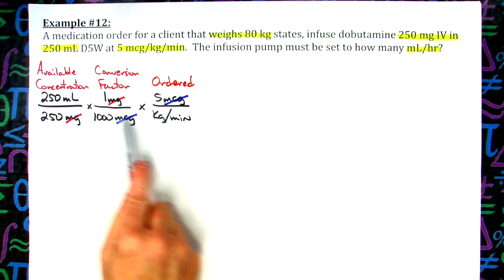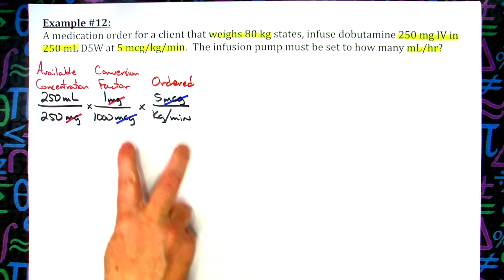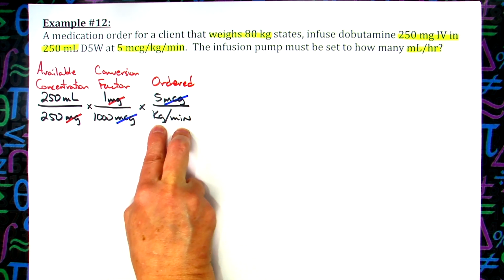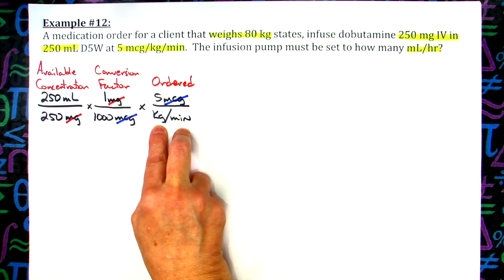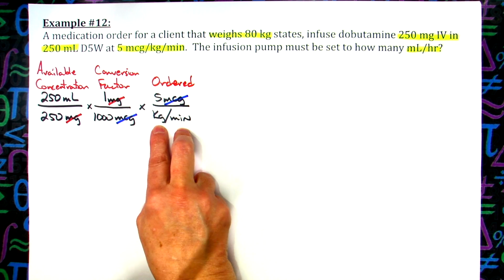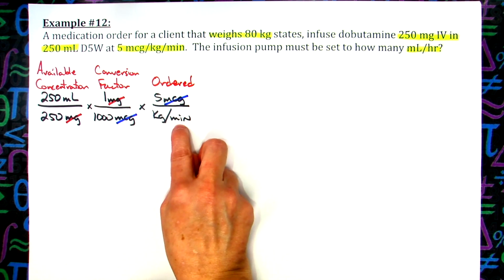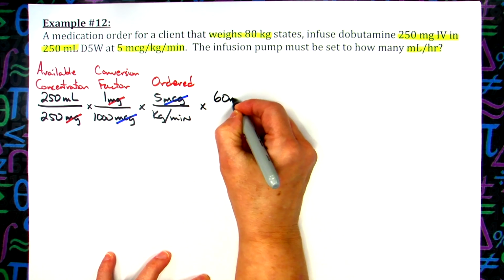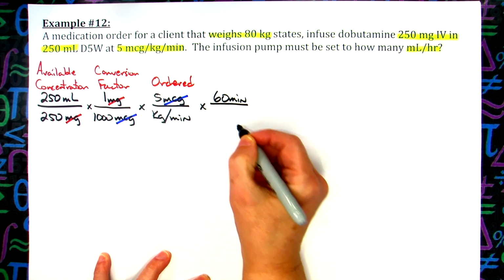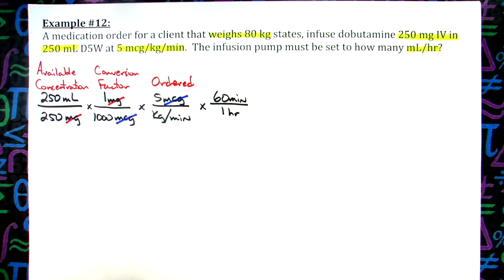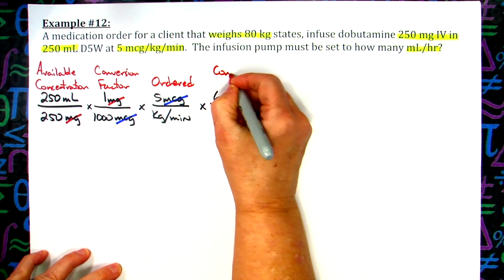Okay, now I've got milliliters per kilogram per minute, so I've got to get rid of both those two things. Which one I get rid of first at this point really doesn't make any difference. So let's just go ahead and do our conversion factor for minutes, since we know there's 60 minutes in the hour. Minutes are in the bottom. I want minutes in the top. So we're going to go 60 minutes here, and then that's going to be over 1 hour. Okay, again, that is a conversion factor, so we'll label it conversion factor.